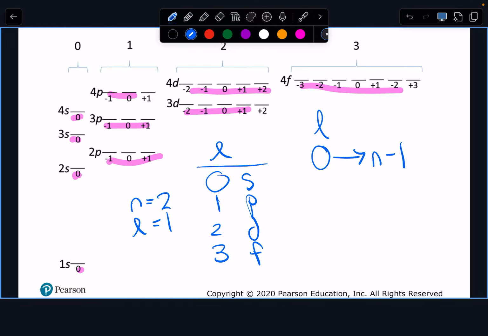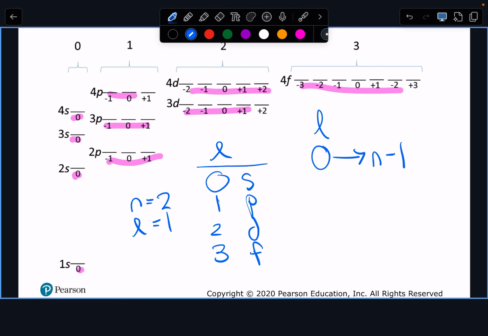When we first did this, I think people were like, I don't know what that means. What we're saying is that there are limited L values given the n you're in. So in n equals 1, the only L value we have is 0. Okay? 0, s. In n equals 2, we now have the L values of 0 and 1. In n equals 3, we have 0, 1, and 2. And then in 4, we have 0, 1, 2, 3. If we went up to 5, we would have 0, 1, 2, 3, and 4.